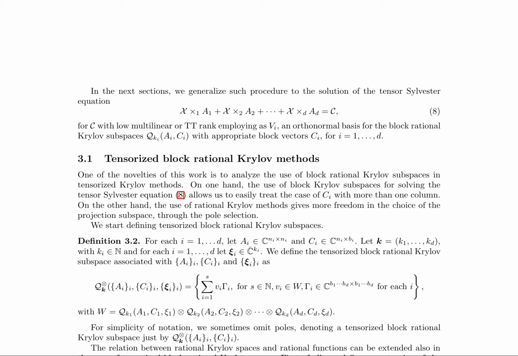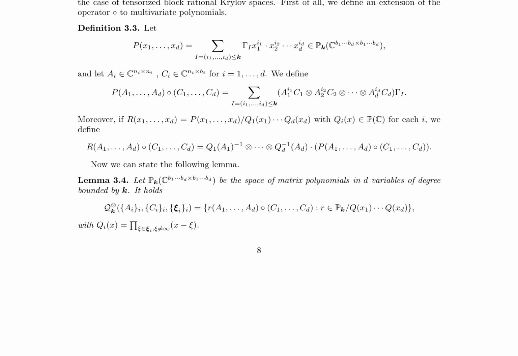The authors also analyze the effects of using extended Krylov subspaces in the construction of tensorized Krylov subspaces, providing insights into how different choices of poles can influence the approximation of the solution. Furthermore, they provide a detailed explanation of the algorithm for solving the tensor-Sylvester equation, which involves solving the projection of the equation into the tensorized block rational Krylov subspace.